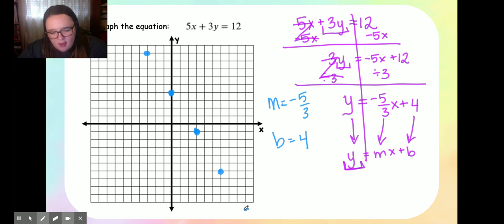1, 2, 3, 4, 5. 1, 2, 3. Way off the chart, maybe just a little bit right there. Okay, and it definitely creates that negative slope. Right? If I connect these points, that is definitely a negative slope. It did that because you ran to the left. So there's my negative slope.